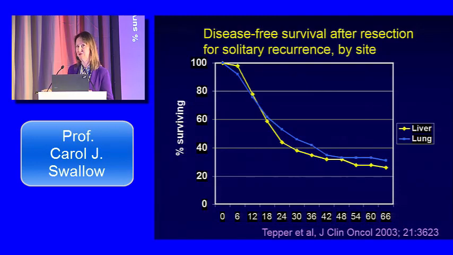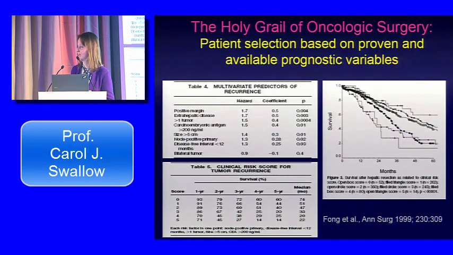What about local recurrence of rectal cancer? Well, in choosing who should have surgery for this entity, we would ideally like to have some kind of prognostic scheme.